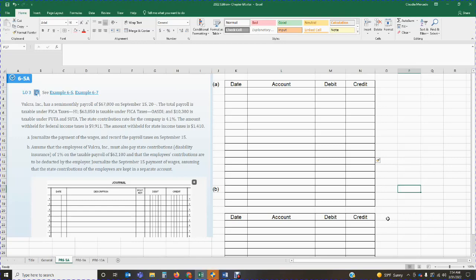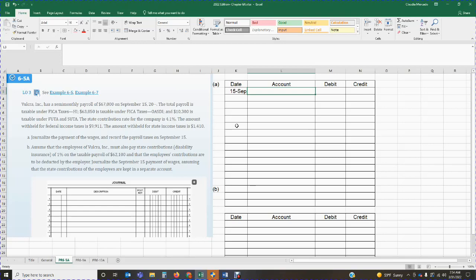So let's start off. These entries are as of September the 15th. I don't think they ask you for a date, but usually we have a date associated with an account, and these are for the payment of wages for September the 15th. So let's start off with journalizing the payment of wages. That's the first entry that we're going to do.